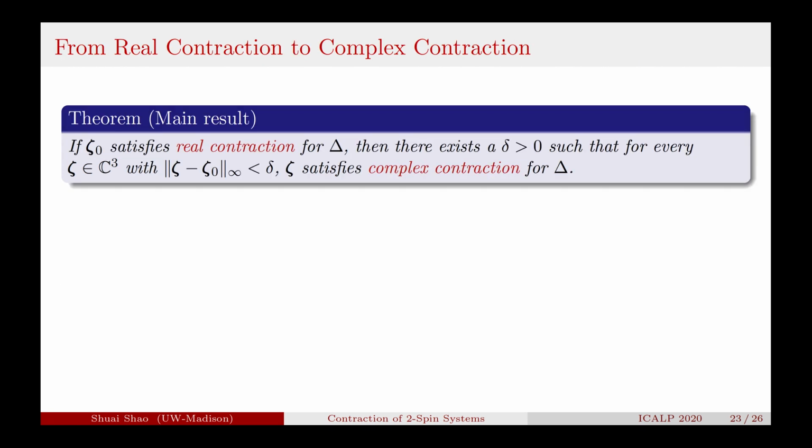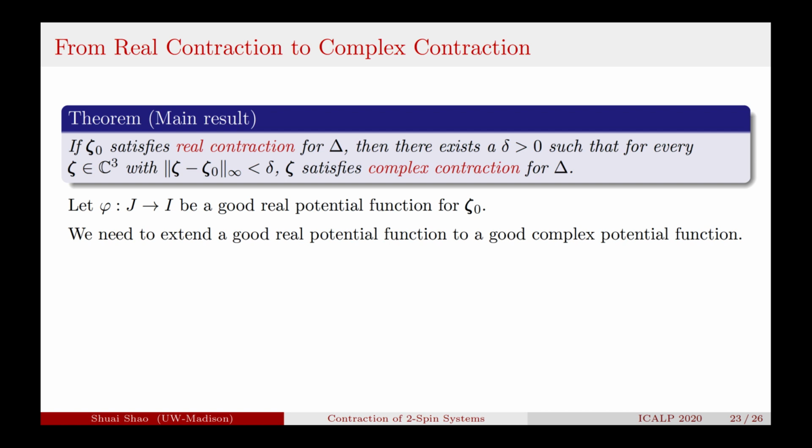Finally, we give our main technical result. We show that a real contraction implies complex contraction. That is, given a real parameter satisfying real contraction, there exists a complex neighborhood of this real parameter such that all parameters in this complex neighborhood satisfy complex contraction. The idea is that we want to extend a good real potential function to a good complex potential function.